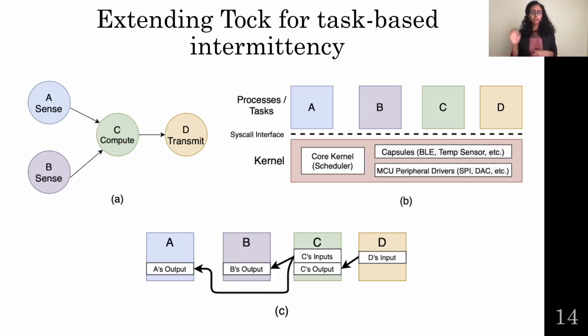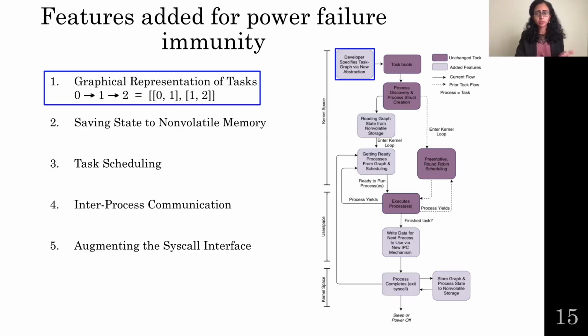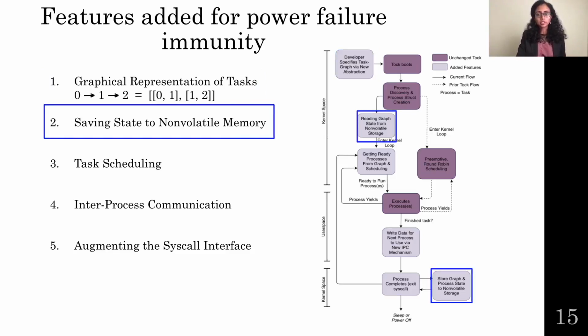So a process writes its output to its own memory space, and then the processes that are dependent on it will have a pointer to that output. So I'll go through a list of the features that we added so that TOC could make progress in the face of power failures. The first is having the graphical representation of tasks that can be passed to the kernel. The second is using the existing TOC capsules and drivers to save enough state to non-volatile memory so that we can actually resume and make progress once the device starts up again.